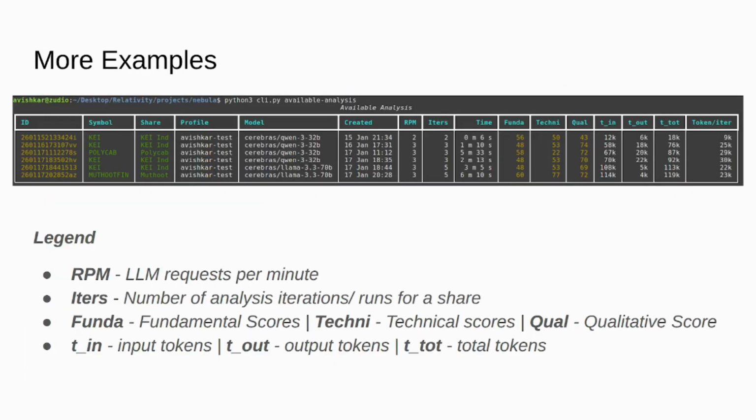Here you can see a few more examples of the tests conducted on various shares. The table contains metadata like the models I've used, the number of iterations, token usage, etc. Another important note, the scores are not necessarily good or bad on their own. For example, we don't know if a score of 75 is good or bad unless we compare it with other stocks evaluations on the same profile plus model combination.